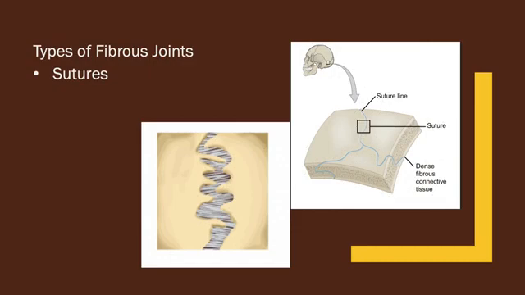The second type of fibrous joint is sutures. Now, sutures are only between flat bones of the skull, where the broad margins of adjacent bones grow together and unite by a thin layer of dense connective tissue called a sutural ligament. If you look closely, you can see the sutural line, and in the picture next to it, you can see the dense fibrous connective tissue close up.